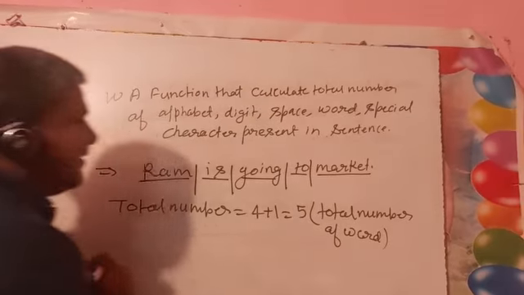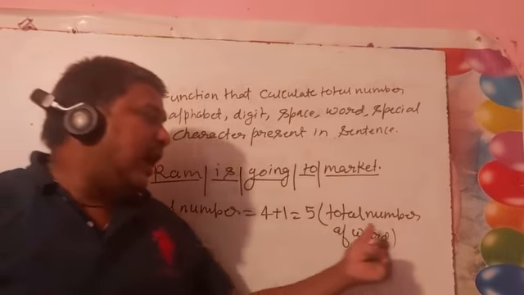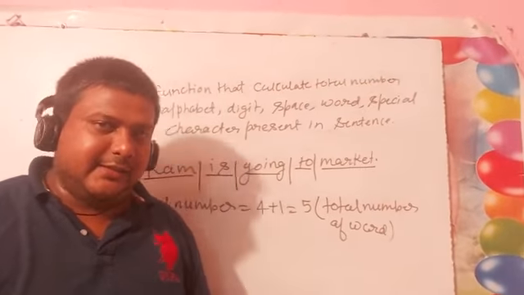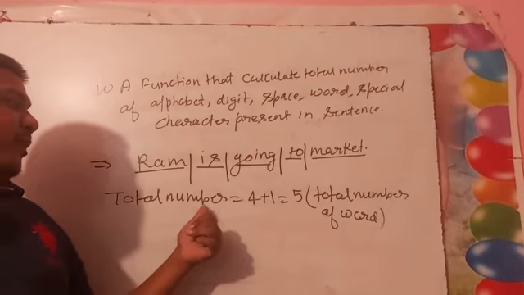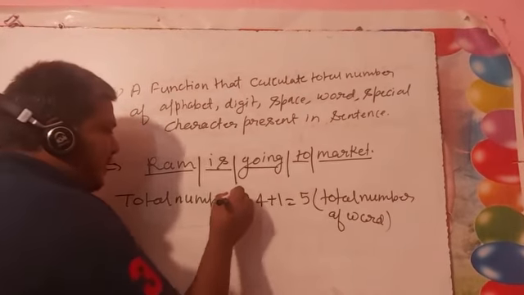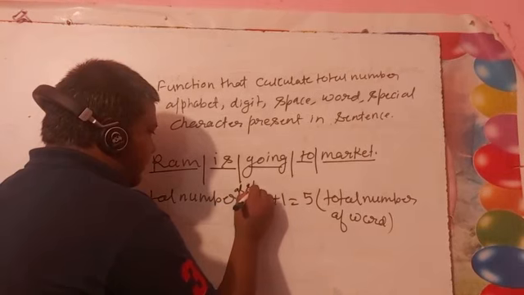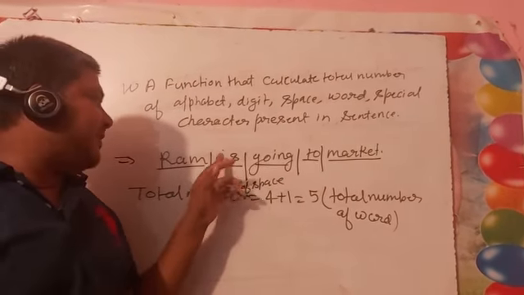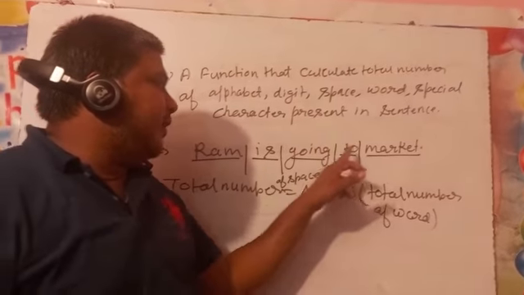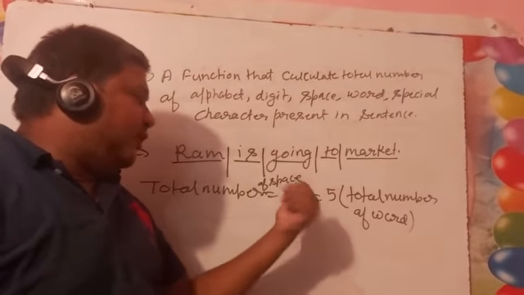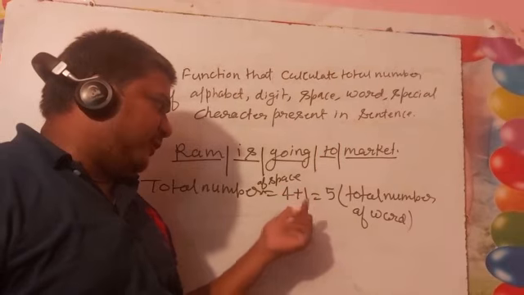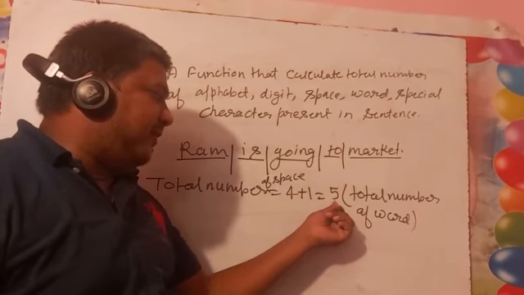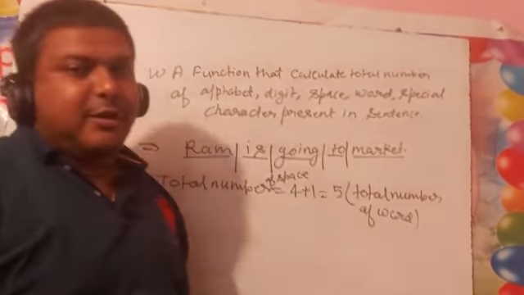Means throughout the sentence, if we have to count how many words are there in the sentence, I have to count the total number of spaces. Here I will write total number of spaces. So the total number of spaces in this sentence is 1, 2, 3, 4, so 4. After calculating the total number of spaces, I will add plus 1, I will get 5, and that is the total number of words.